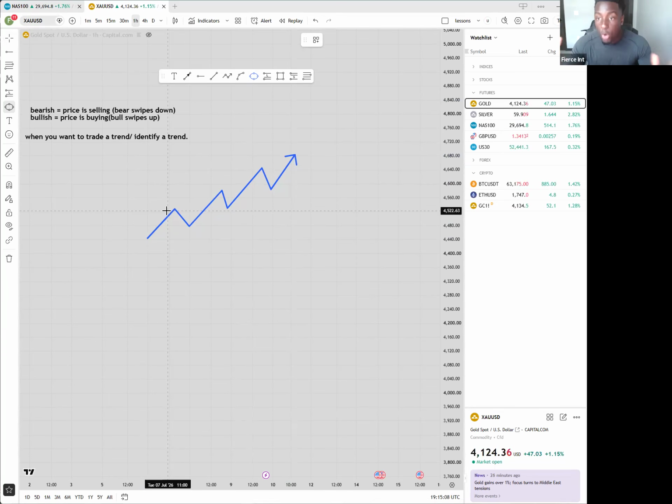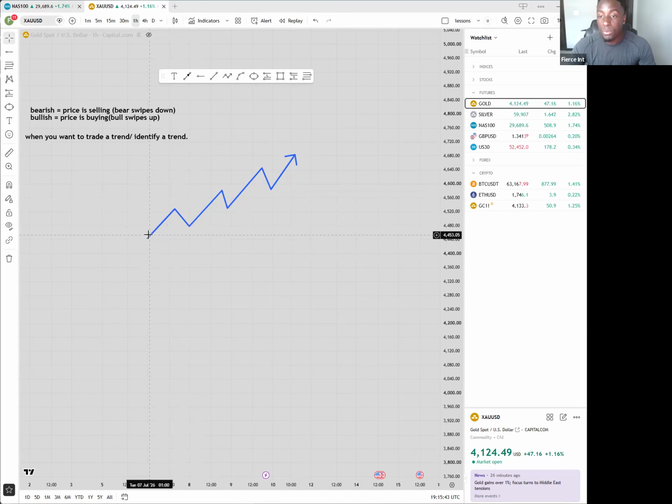No. You should only place your entries when price is, how do you say this word? You can say liquidity, you can say continuing, you can say selling off, but I'm going to say correction. So let's just say price is correcting for it to go to the next trend. When you are in a buy trend, never place your trade at this level. You want to place your entries at this level.